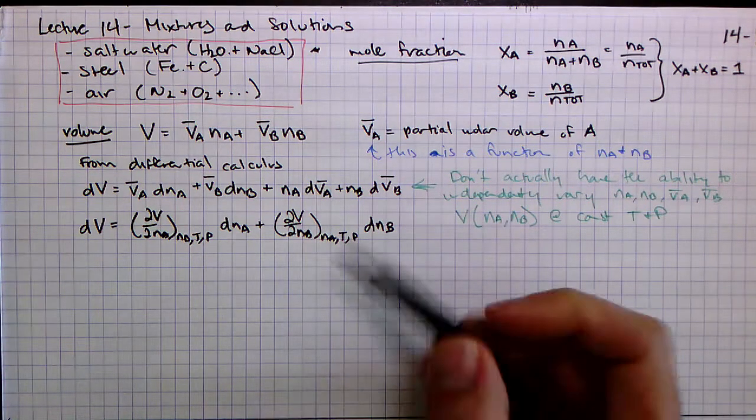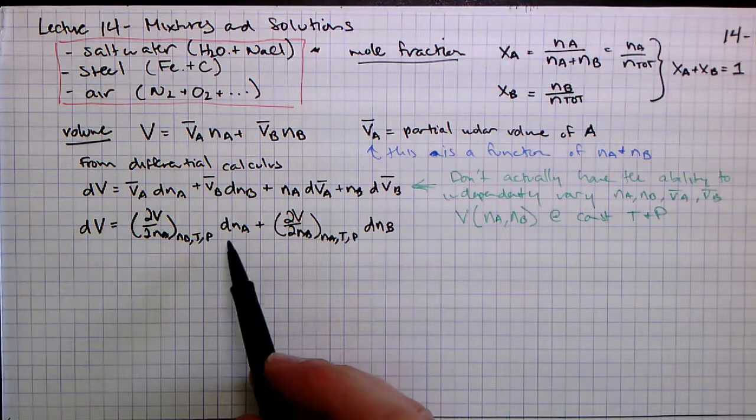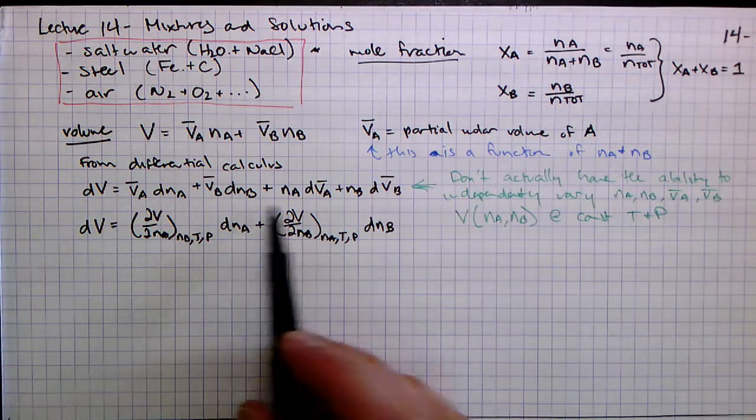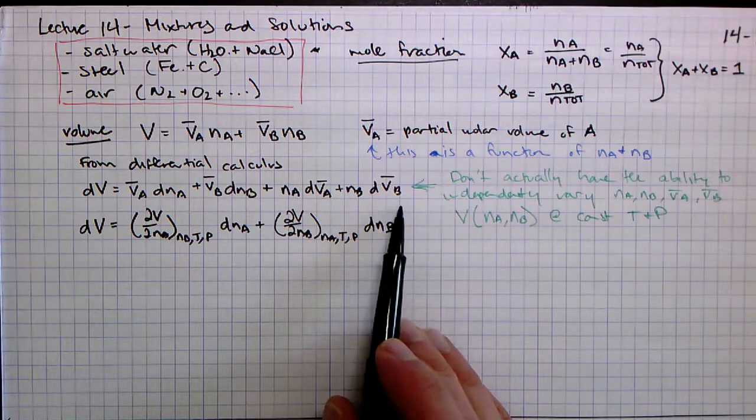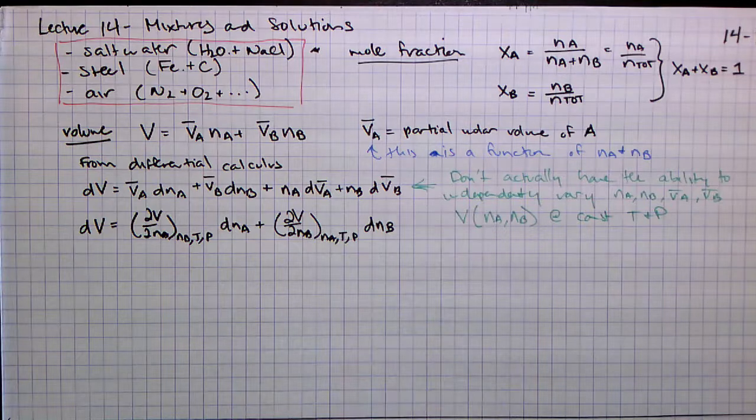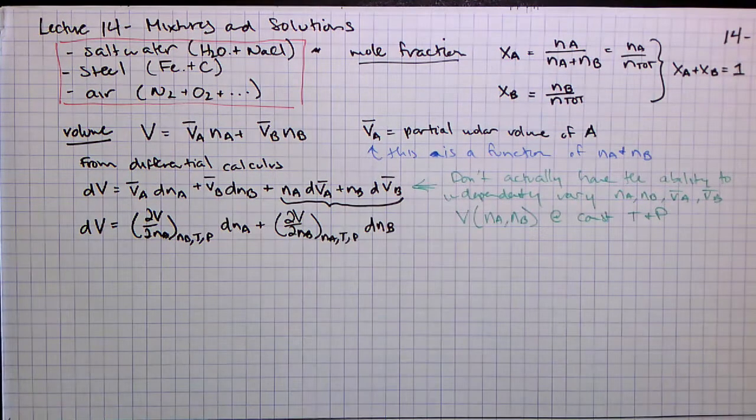And these expressions look very similar, but obviously it looks like something's missing, right? Here we only have a dNA and a dNB. Here we had 4 things that we could vary. So the only way that these two can be satisfied is if this term here is 0. And that's known as the Gibbs-Duhem relation.